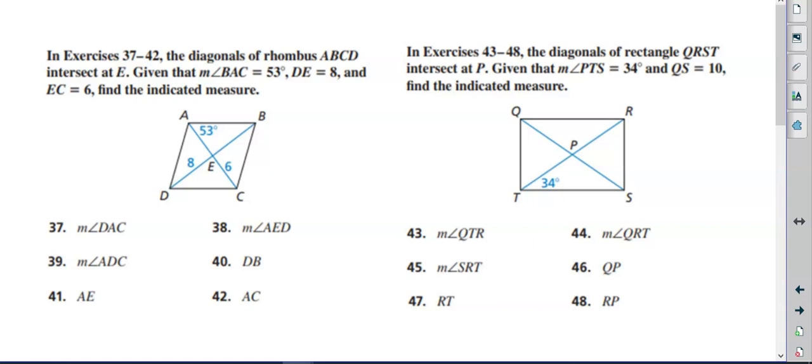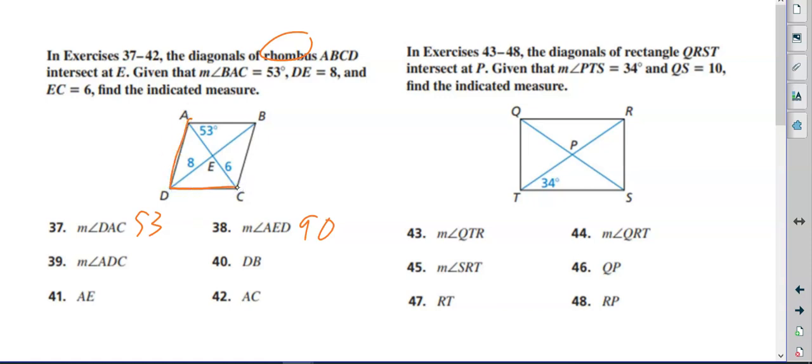We have a rhombus, ABCD, intersecting at E. Given that BAC is 53, and DE is 8, and EC is 6, find the rest. So DAC is going to be also 53, because A and C are bisected. AED is going to be 90, because the diagonals are perpendicular in a rhombus. ADC, that's the whole thing.